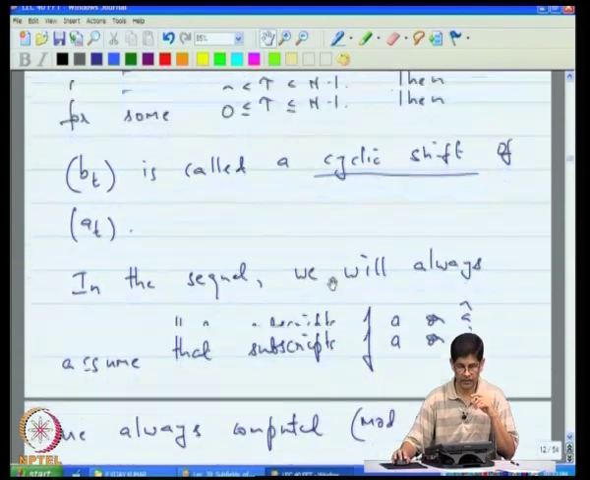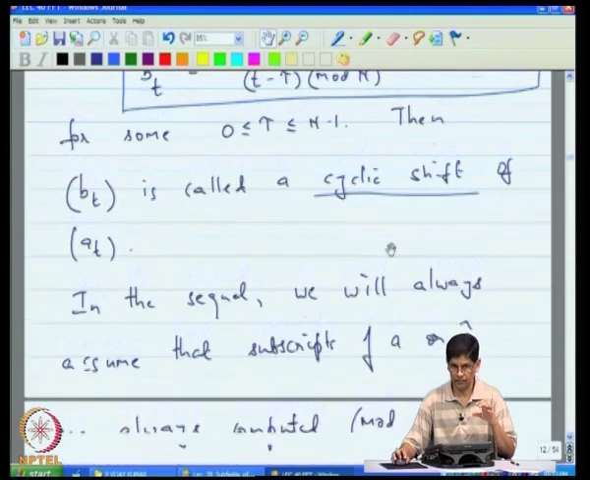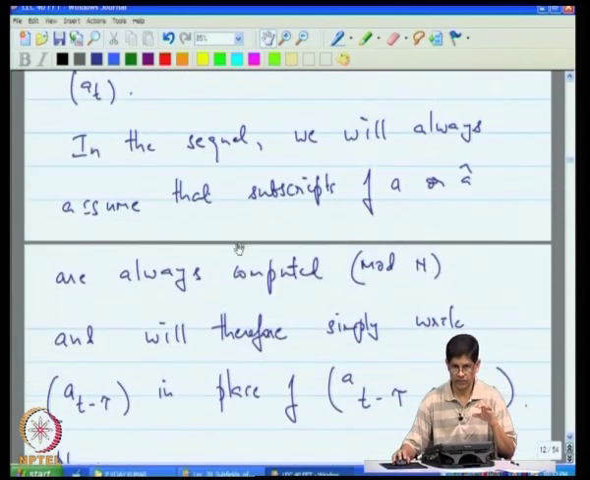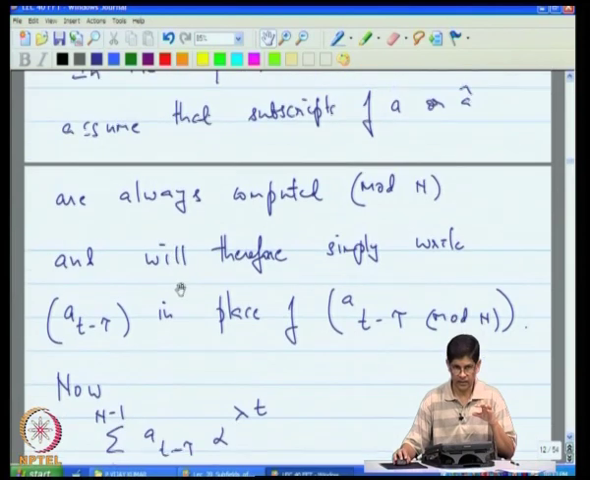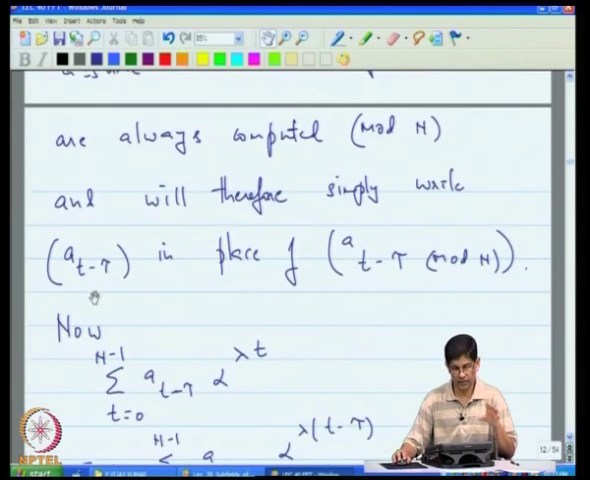From now onwards, whenever we do arithmetic in the subscripts, so we might say 2t or 3t or t minus tau or t1 plus t2 in the subscripts, the subscript arithmetic will always be modulo n. In the sequel, we will always assume that for a subscript of either A or A hat, the arithmetic is always computed mod n, and we will simply write A of t minus tau in place of this more cumbersome expression.